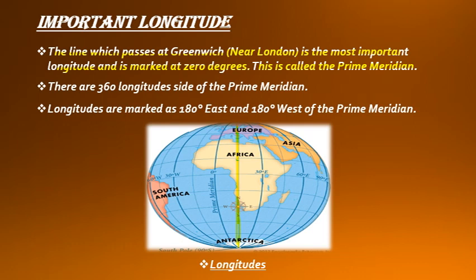London, you know, is a famous city and the capital of England. It is called Greenwich and also called the primary meridian. There are 360 longitudes on the primary meridian. Longitudes are marked at 180° east and 180° west of the primary meridian.